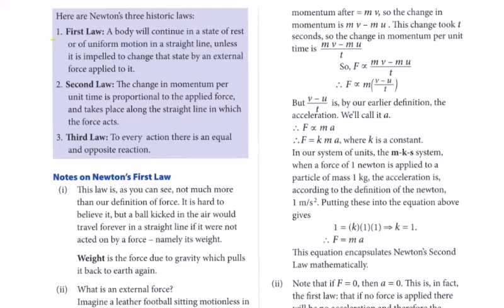Following on from video 1, these are the first 3 laws of Isaac Newton's amazing work. The first law is that a body will continue in a state of rest or uniform motion in a straight line unless impelled to change that state by an external force applied to it.